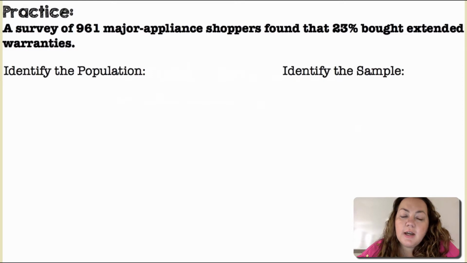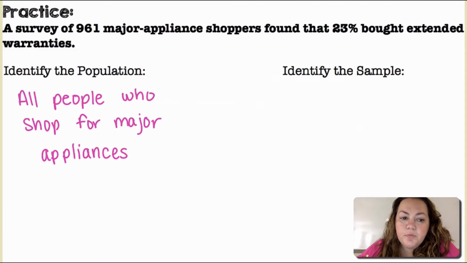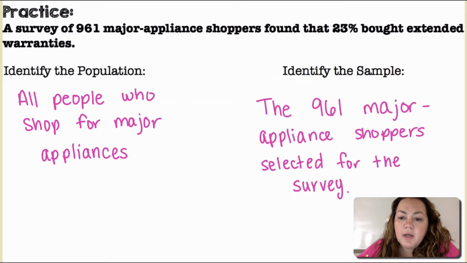All right, let's practice. A survey of 961 major appliance shoppers found that 23% bought extended warranties. Identify the population and identify the sample. All right, so our population would be all people who shop for major appliances. And our sample would be the 961 major appliance shoppers selected for the survey.